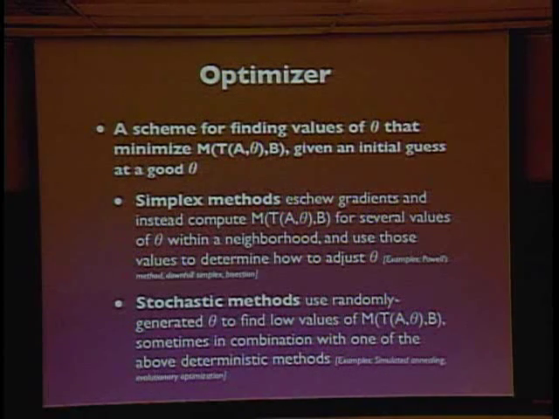Now, the methods called simplex methods usually just do away with gradients. So we're going to assume that we aren't able to get a good estimate of the gradient of M at any particular location theta. For simplex methods, what you do is try multiple values in a neighborhood and see how that neighborhood looks, basically by walking around.